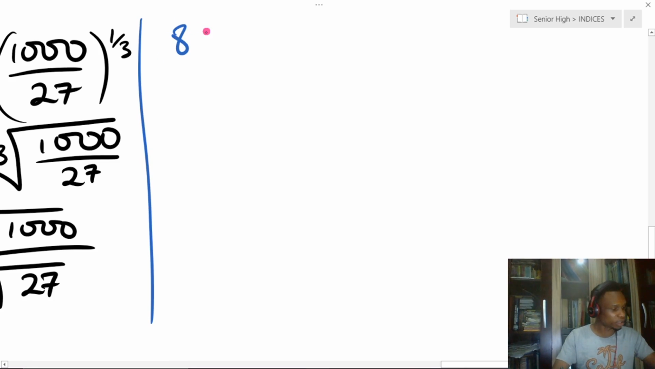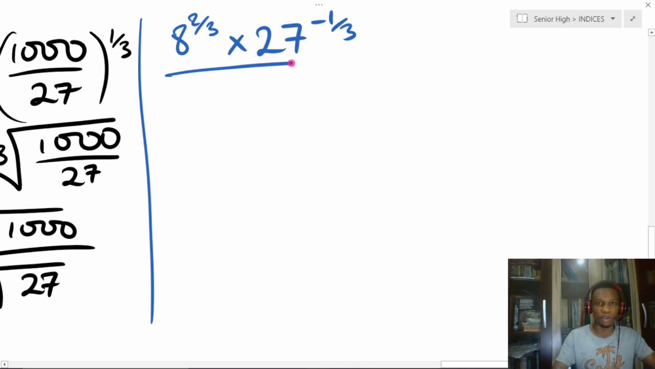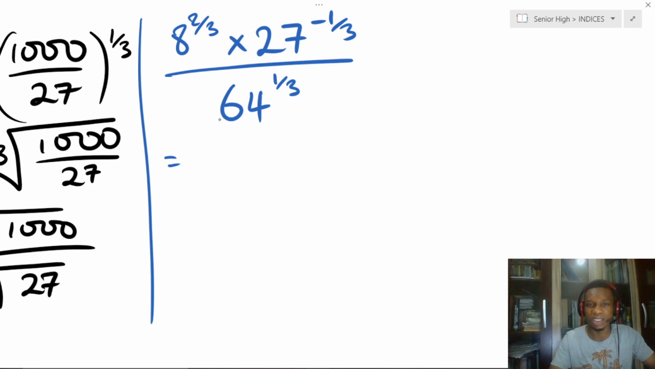So we have 8 raised to the power of 2 over 3 times 27 raised to the power of minus 1 over 3, all over 64 raised to the power of 1 over 3. Now let's solve this. Let's look at this very well and notice if there is any base number that is looking alike. Really they don't have the same base number, but I can still find some things that I can hook onto here. Now notice something.